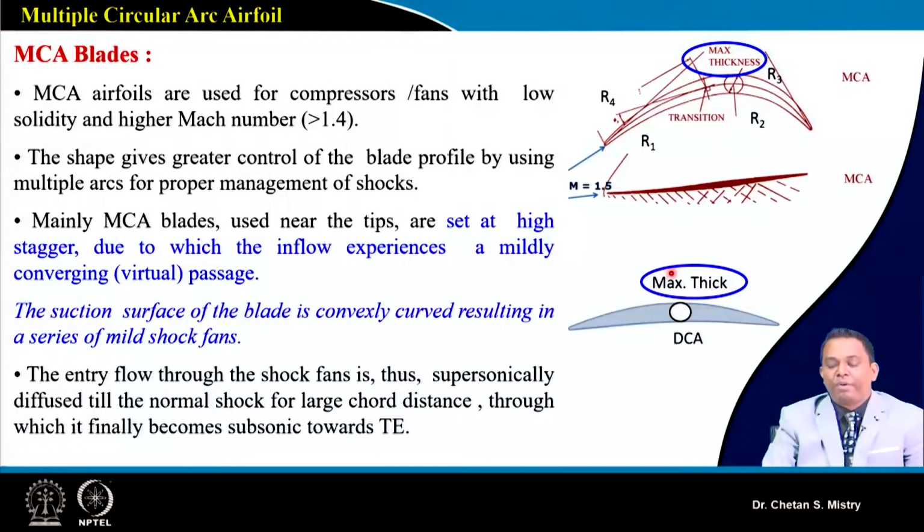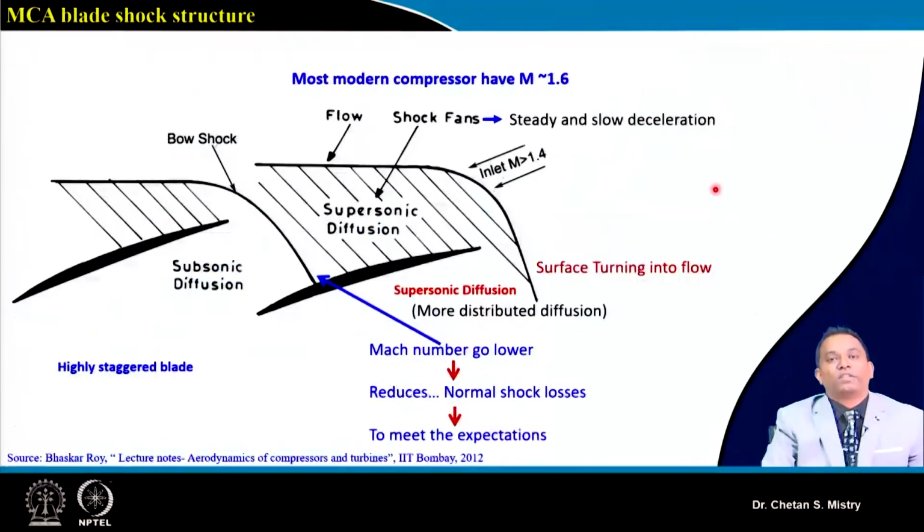Okay, if we compare with, say, double circular arc, here in this case we have curvature for the suction surface, and at the same time, as we have discussed earlier, our maximum thickness location is somewhat different. For double circular arc, my maximum thickness is placed at mid chord. Here in this case we can adjust. Let's see how my flow behaves for multiple circular arc kind of aerofoils.